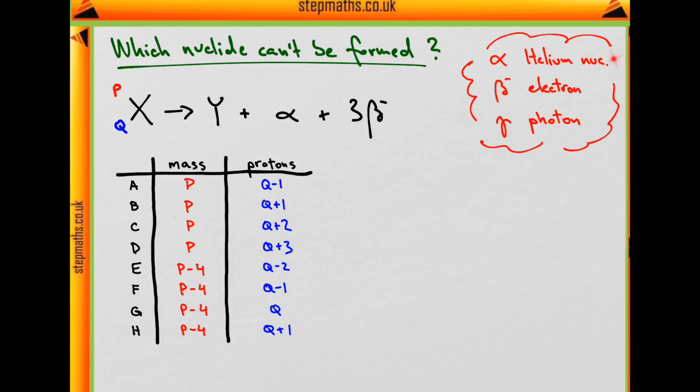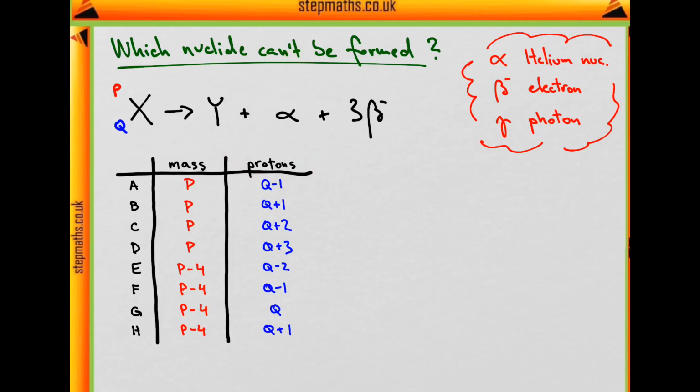So here is a little reminder of the 3 types of radiation. Alpha is a helium nucleus, beta minus is an electron, beta plus is a positron, and gamma is a photon. But as it turns out, we don't actually really need that to solve this question. Note that I wrote the atomic number is the number of protons.